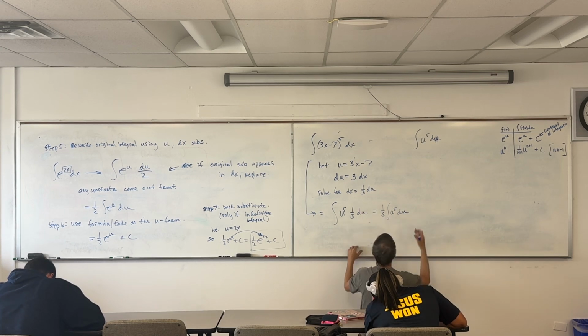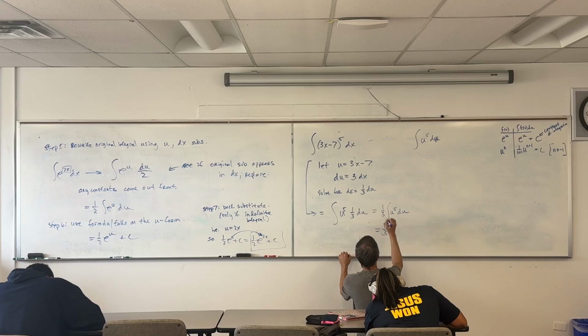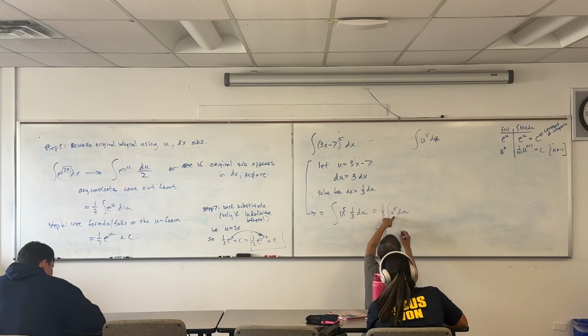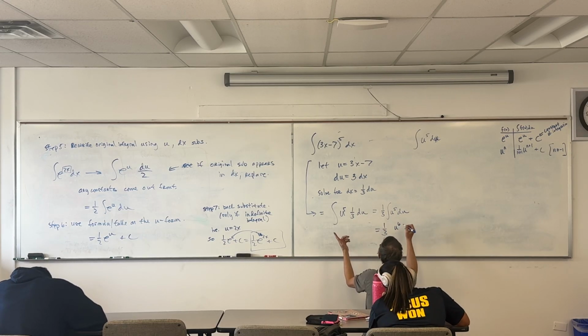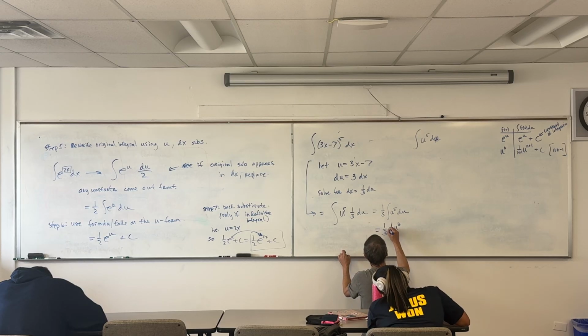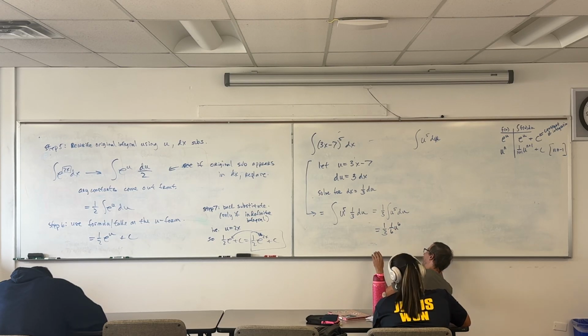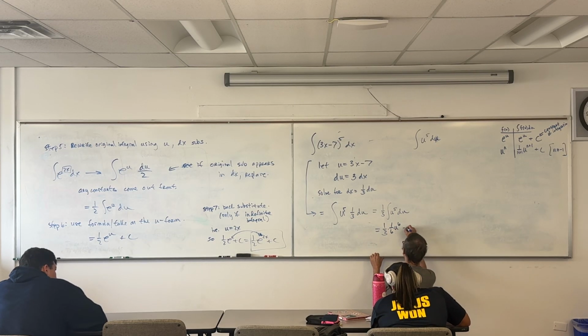And now I use the power rule. So the 1/3 comes along for the ride. The 5 goes to a 6. I divide by the new exponent, so I'll put a 1/6 out in front and tack on a plus c.